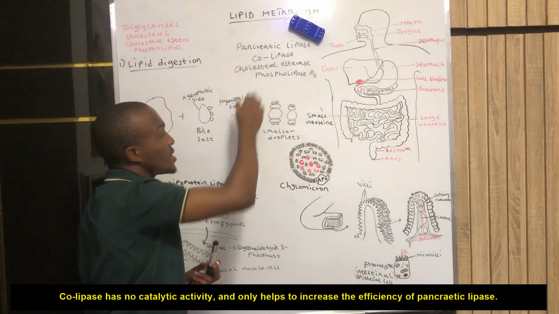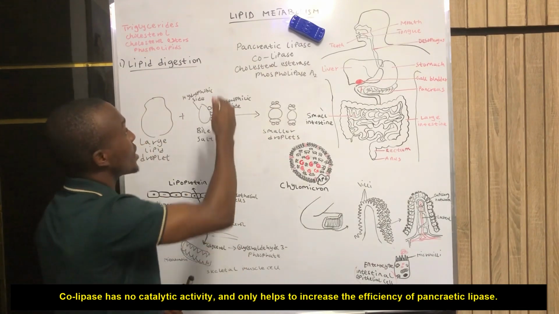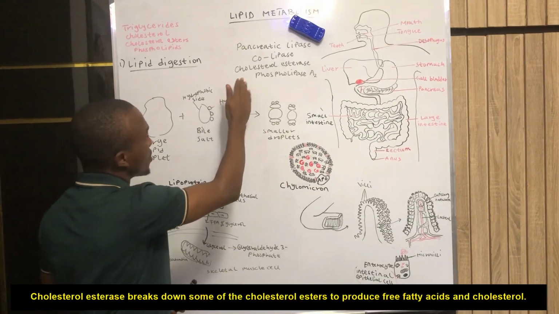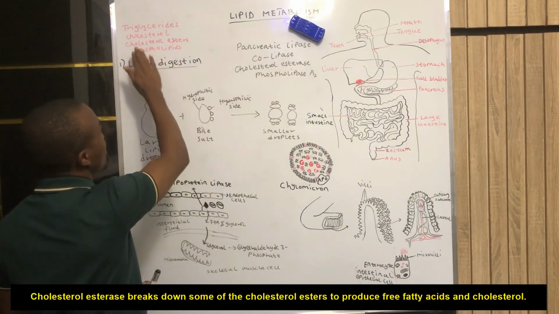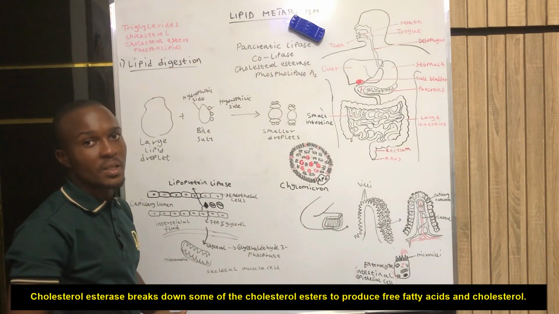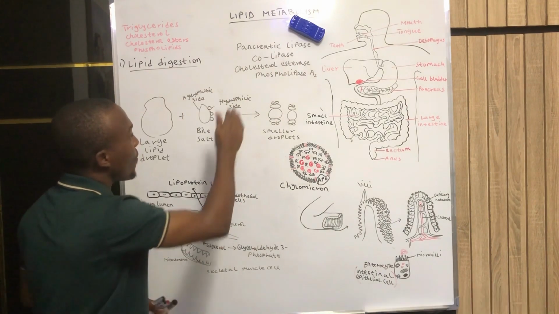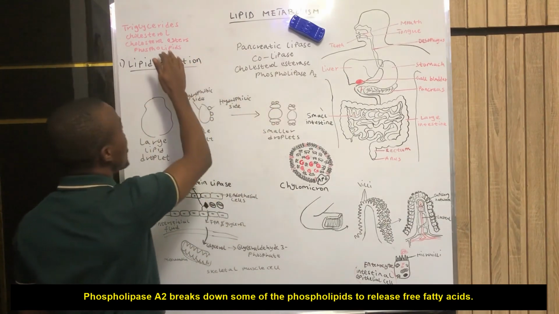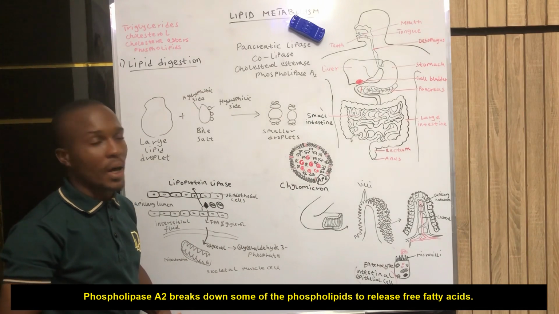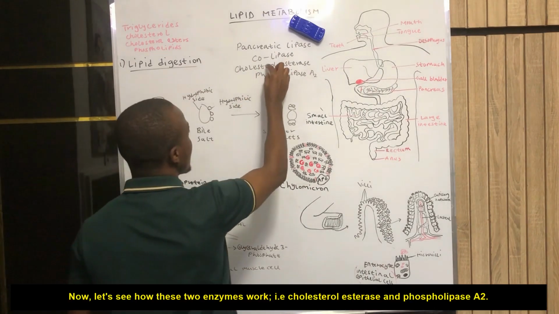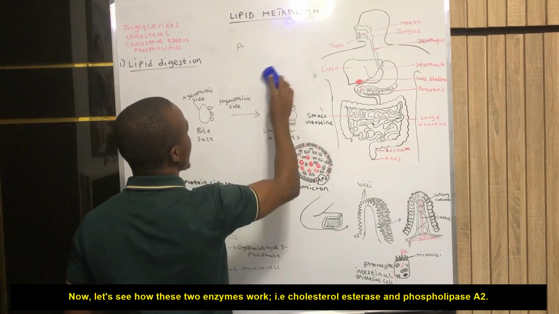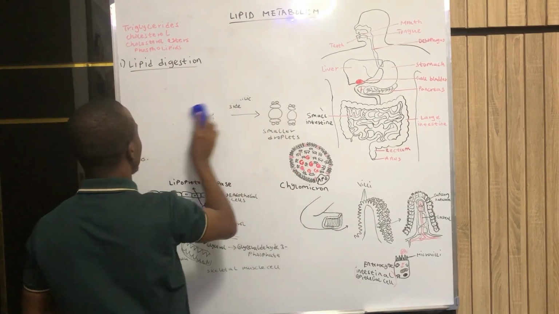Colipase has no catalytic activity. It only helps to increase the efficiency of pancreatic lipase. Cholesterol esterase helps to break down some of the cholesterol esters to produce free fatty acids and cholesterol. Phospholipase A2 helps to break down some of the phospholipids to release free fatty acids. Now let's see how these two enzymes work, cholesterol esterase and phospholipase A2.